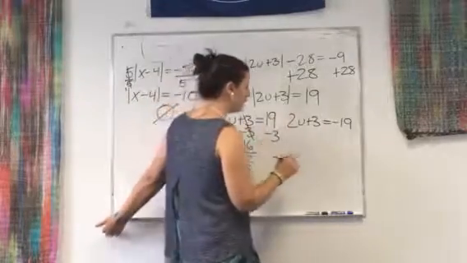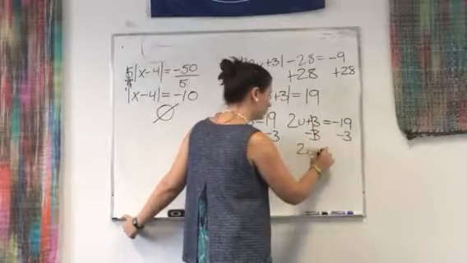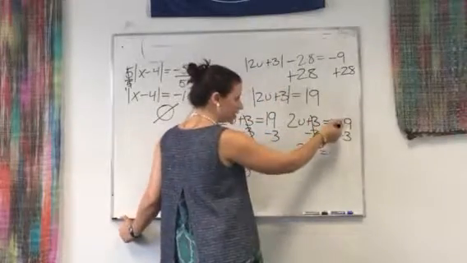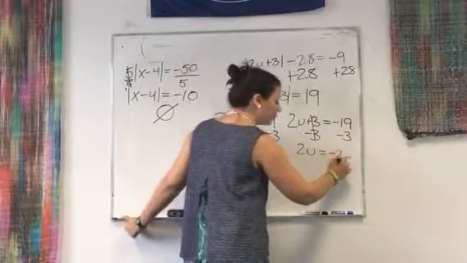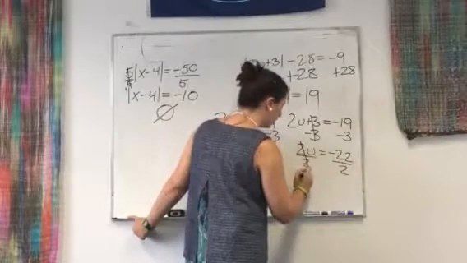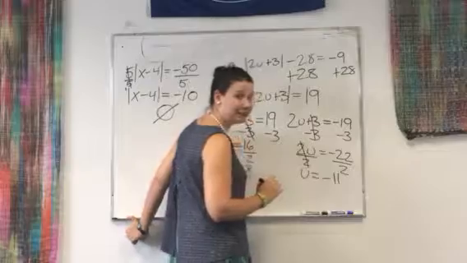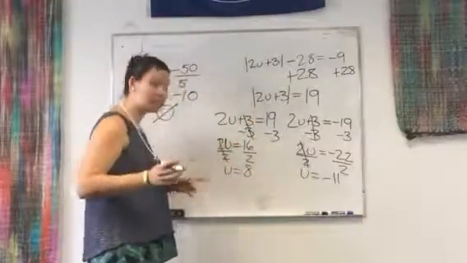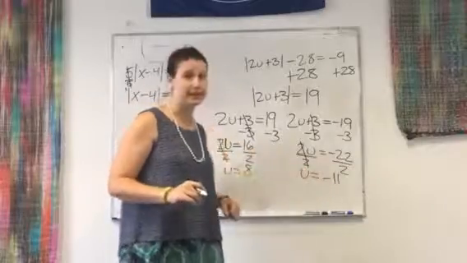Now again on this side, we subtract 3. So 2u is equal to negative 19 minus 3 is negative 22. Divide by 2. And we get u is equal to negative 11. So our solutions so far, we have to check them, are 8 and negative 11.